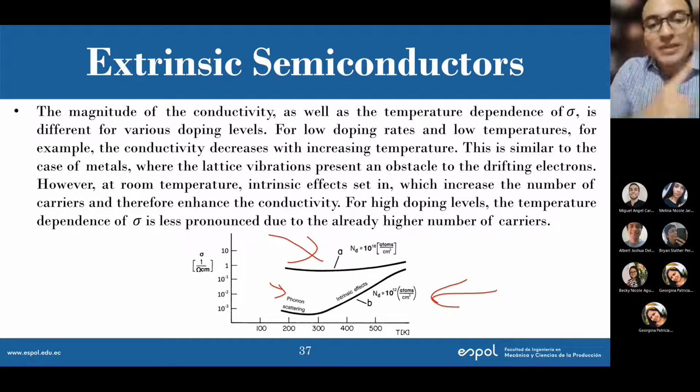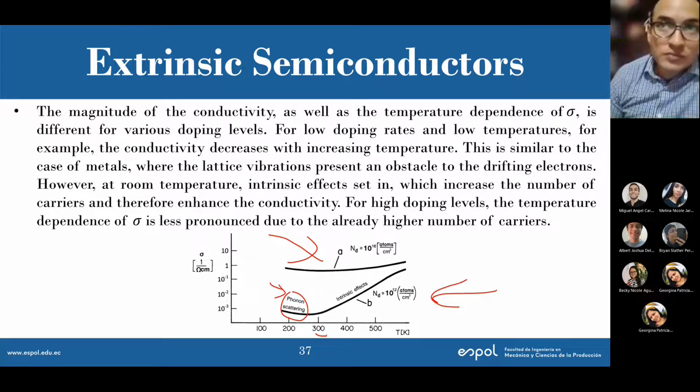Why is it happening? What happens in metals when you increase the temperature? Mobility gets reduced, right? Because you have a higher number of lattice vibrations, and therefore more collisions, and therefore you decrease the mobility. So you basically have phonon scattering in this region if you have a low doping rate. At low doping rates and low temperatures, you basically have a metallic behavior. But if you increase the temperature, at room temperature or higher, we now have that intrinsic effect.